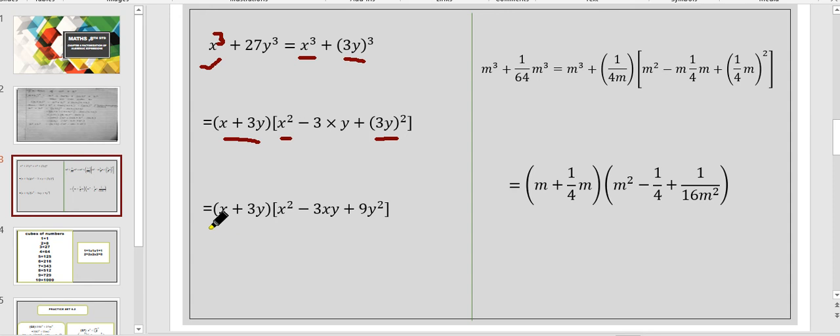After that, you will get the answer in the form of a plus b, that is x plus 3y, in a large bracket, a square that is x square, minus ab that is minus 3xy, plus b square that is 3y whole square. If you do the square of 3, that will be 9y square. So this will be your answer, right? For this example of the expression x cube plus 27y cube, this will be your answer, right?